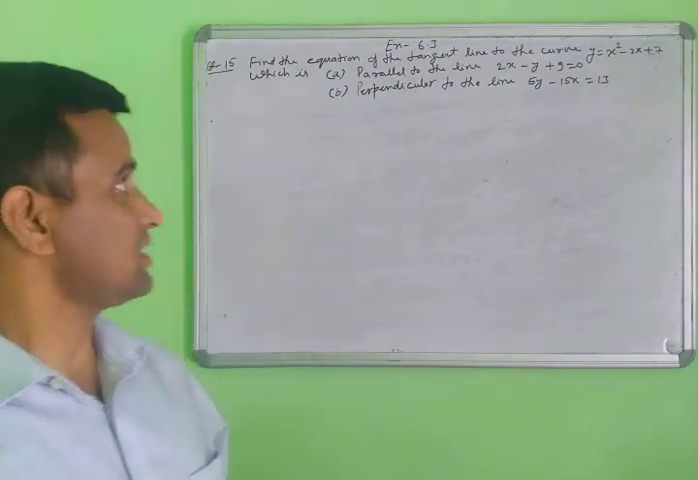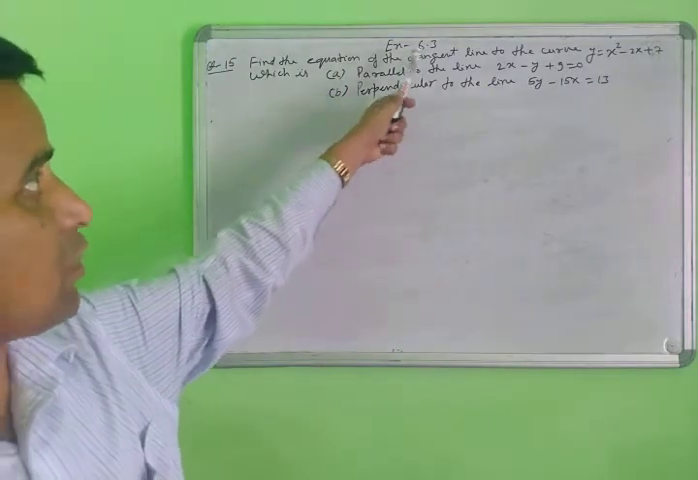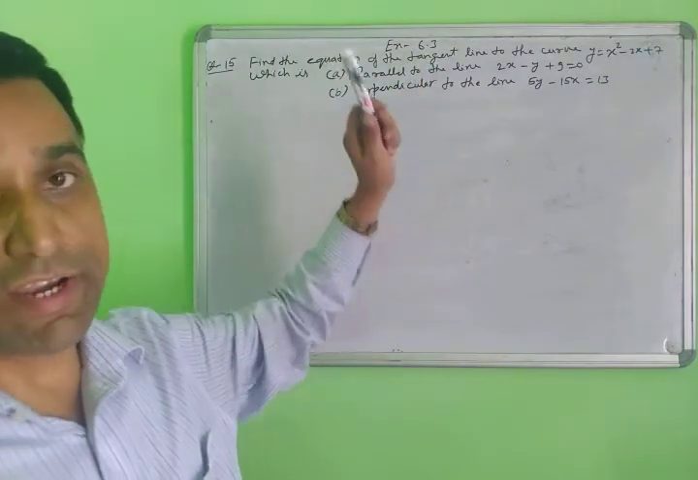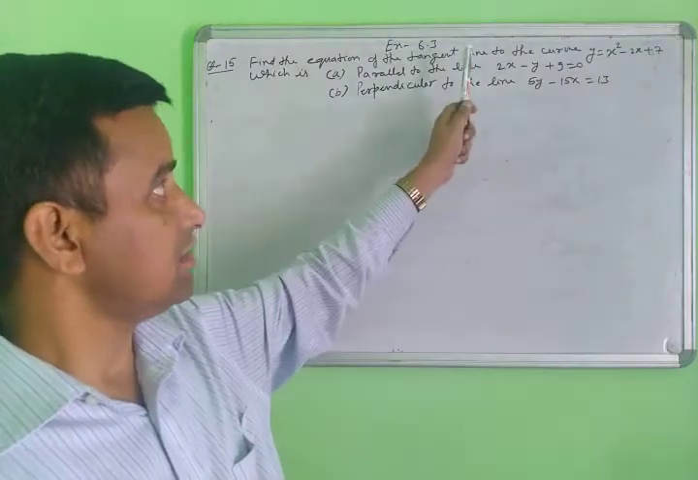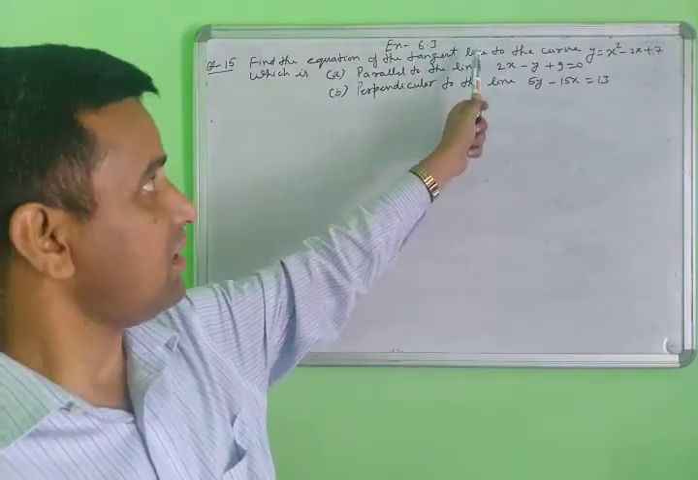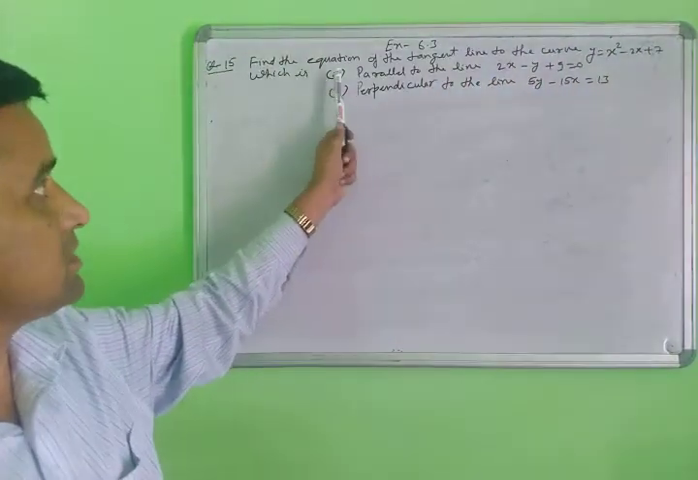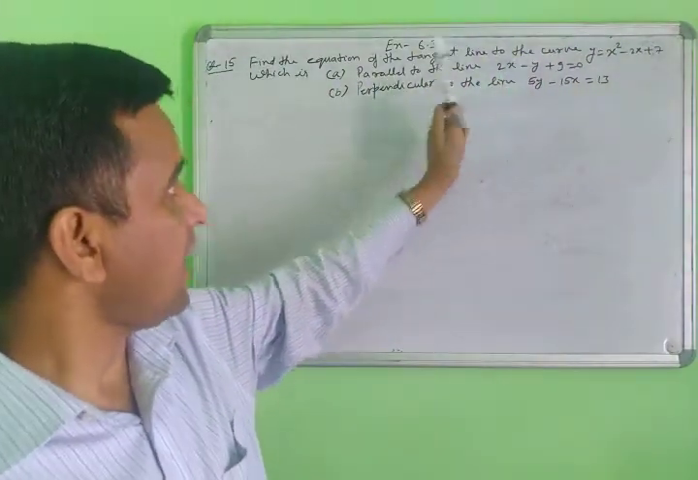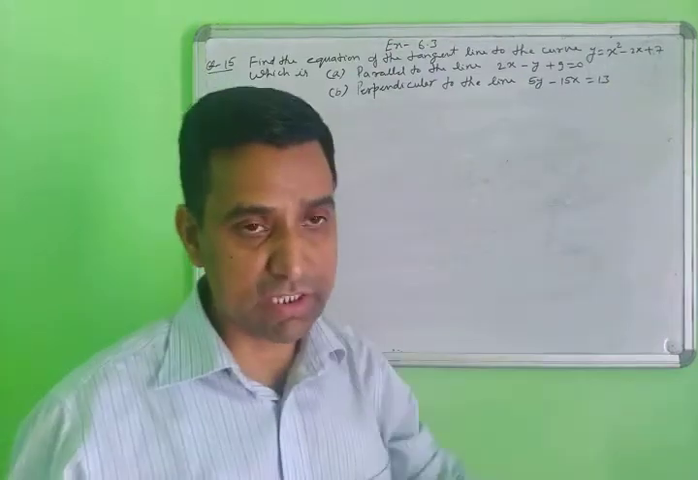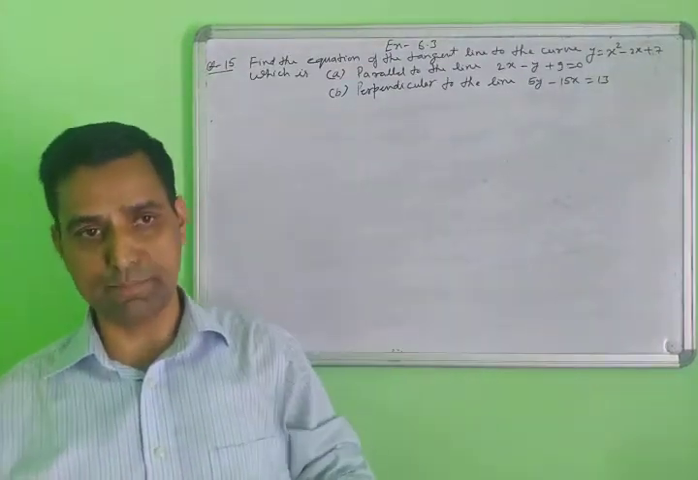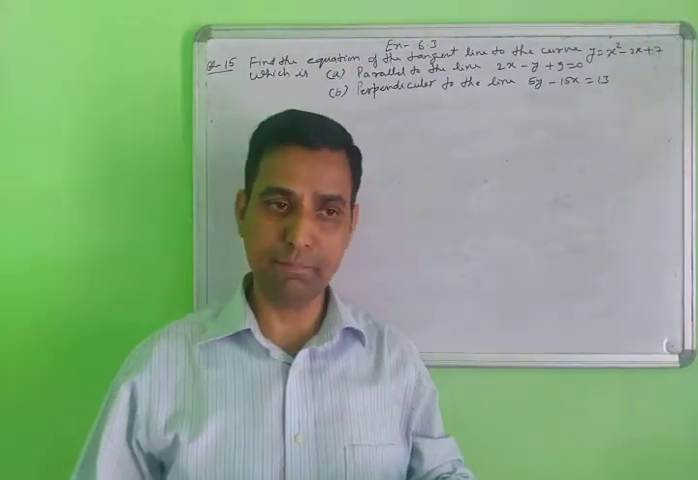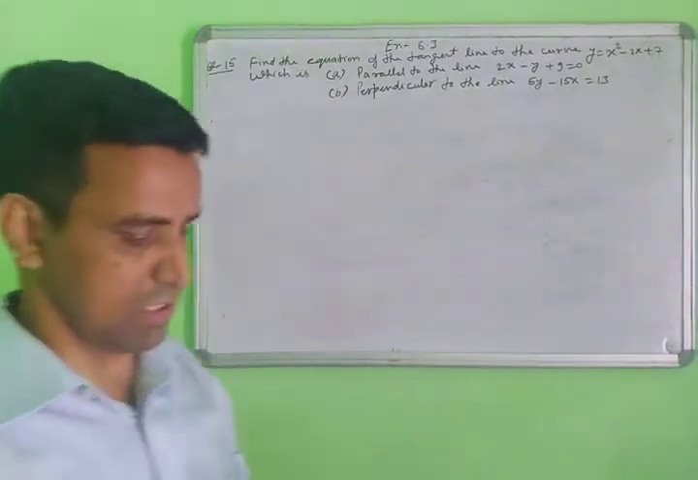Now what is the question here? Find the equation of the tangent. This is the first question of this type. The tangent to the curve, whose equation is given, is parallel to this line and perpendicular to this line. In this question I am taking both conditions, the parallel condition and the perpendicular condition. Now start the solution here.